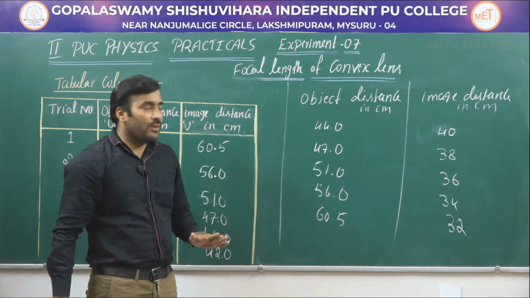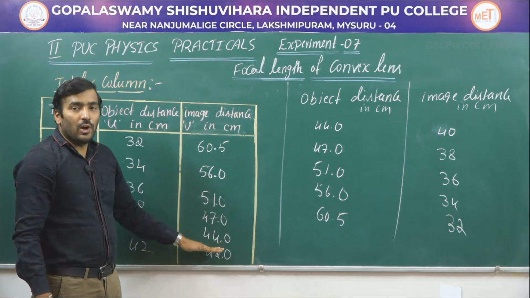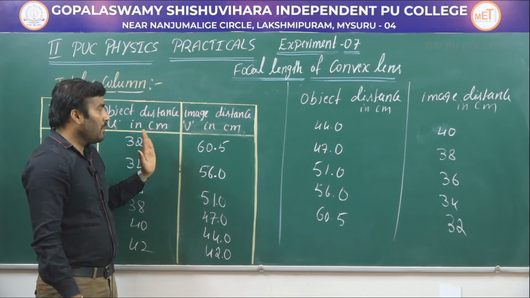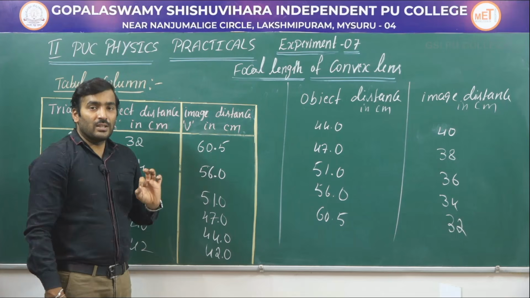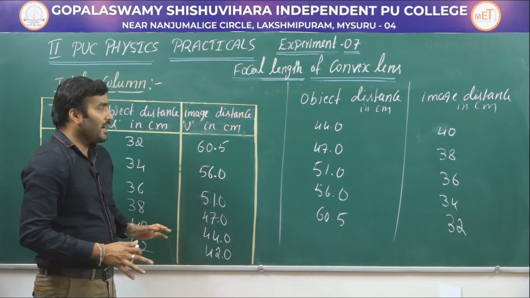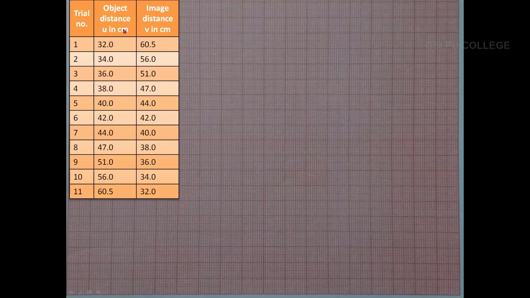Now we need to plot a graph of the image distance along the y-axis and the object distance along the x-axis. When we plot this graph, we will obtain a curve. Using that curve, we can calculate the focal length of the given convex lens. Okay, let's do that. These are the readings we have obtained from the experiment. The object distance u in centimeter and this is image distance v in centimeter. Now we have to plot a graph of object distance versus image distance in order to get the focal length of the given lens. Let's plot it.